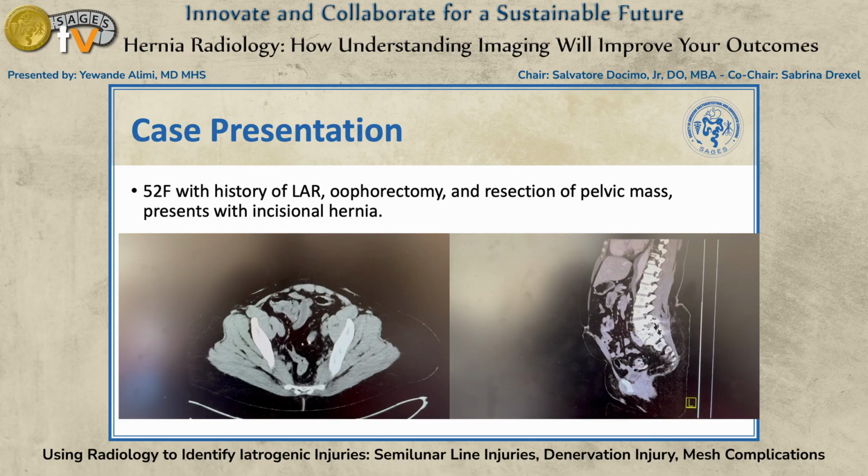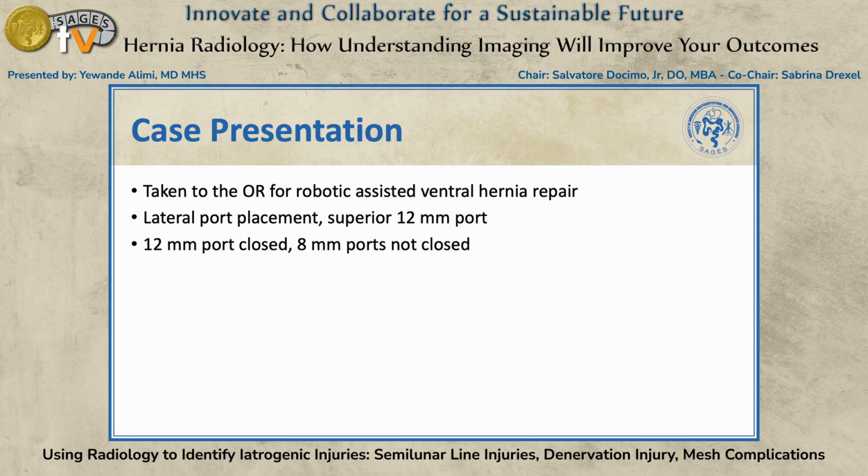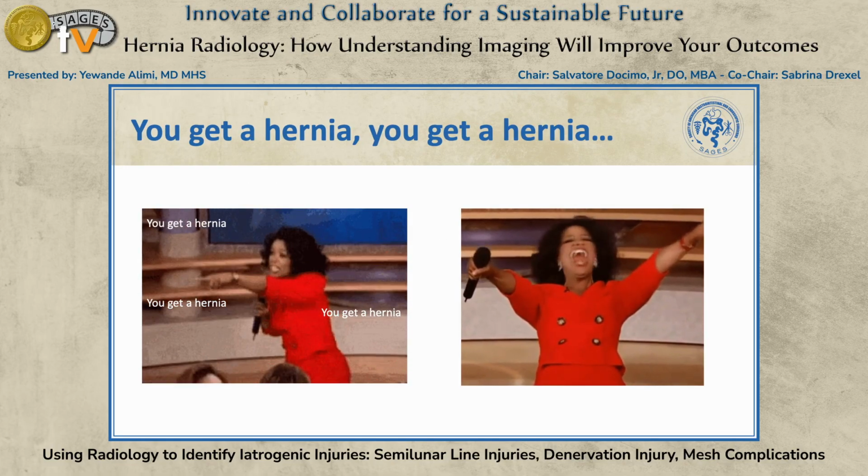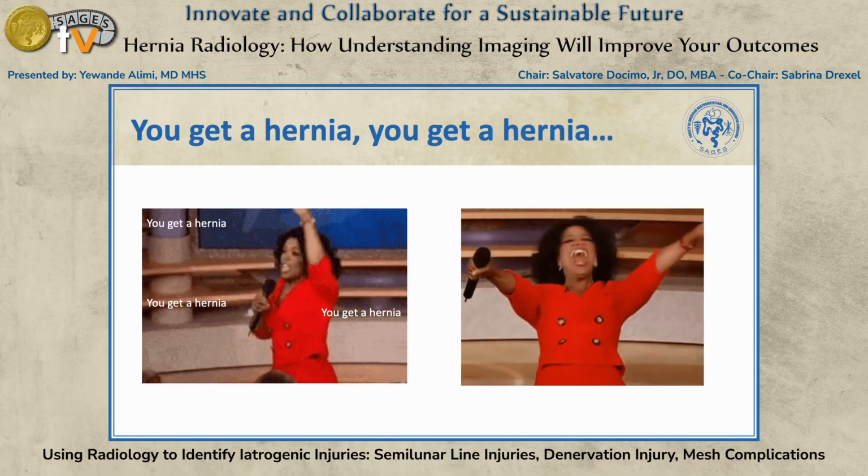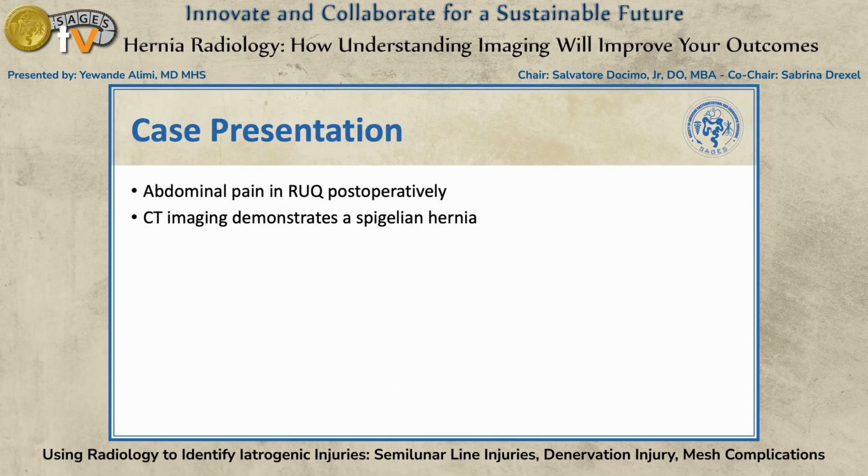She ultimately went to the operating room for a robotic repair, and she had lateral port placements. The superior port was a 12-millimeter port, and the 12-millimeter port was closed according to the operative report, but the two 8-millimeter ports were not closed, and that was the inferior as well as the middle, the mid-abdomen port on the left side. However, unfortunately, the patient represented with abdominal pain with another hernia.